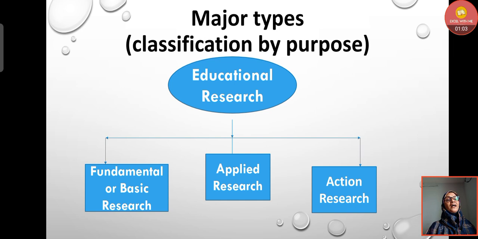Now let's start with today's class, that is major types. Major types: classification by purpose. Let's understand. Educational research: fundamental research or basic research, applied research and action research. These are the three major types of classification by purpose. What is the purpose of the research? According to that, this is divided.